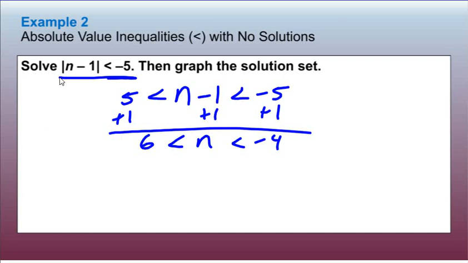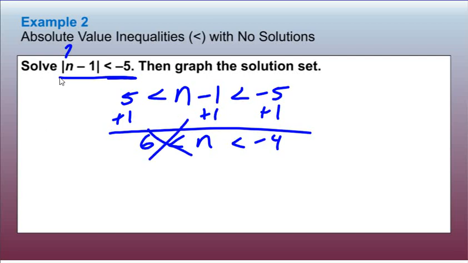So let's just say I chose a number that's greater than 6. If I choose 7 in here, which is bigger than 6, 7 minus 1 is 6. Absolute value of 6 is 6. 6 is not less than negative 5. So I know that this cannot work.